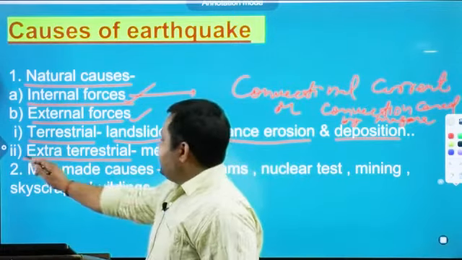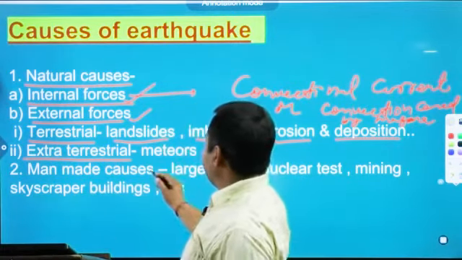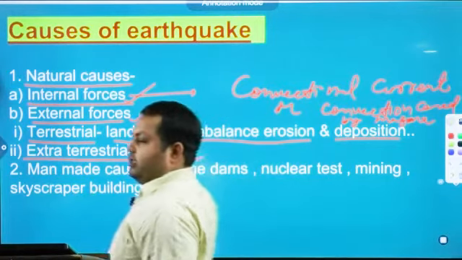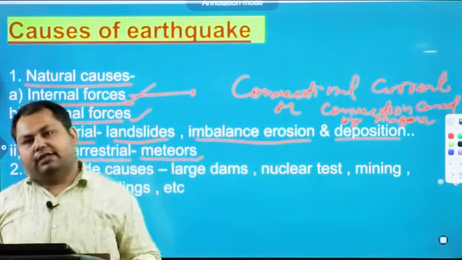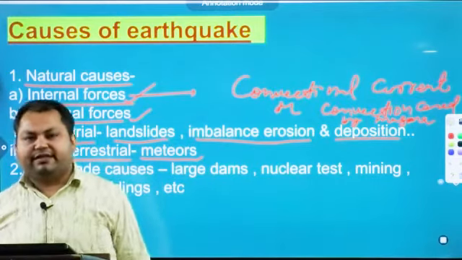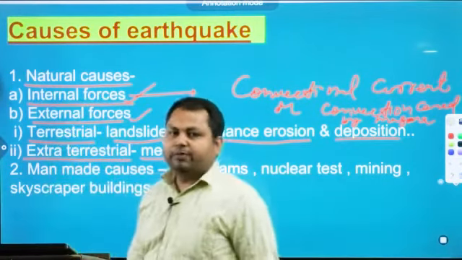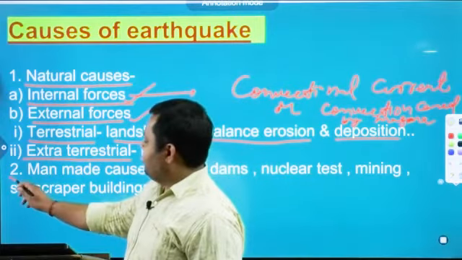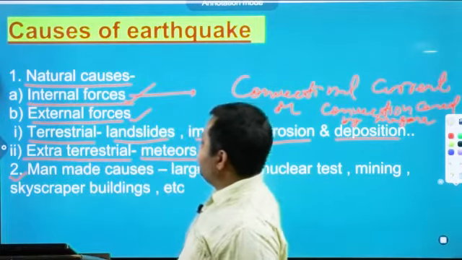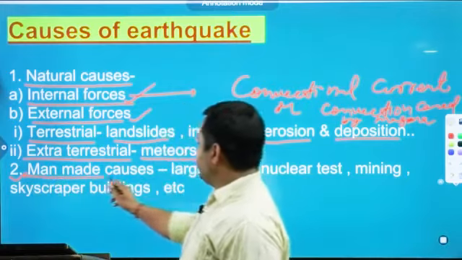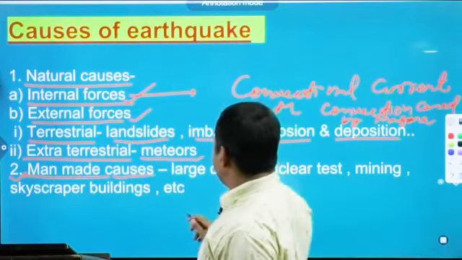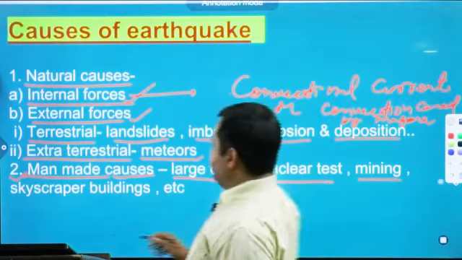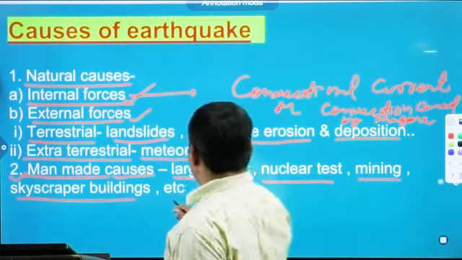If we talk about the extraterrestrial factors, they are related to meteors. If meteors collide with the earth, there is a huge probability of occurrence of earthquake. And the next is the man-made factors. In man-made causes, there are large dams, nuclear test, mining, skyscraper buildings, etc.